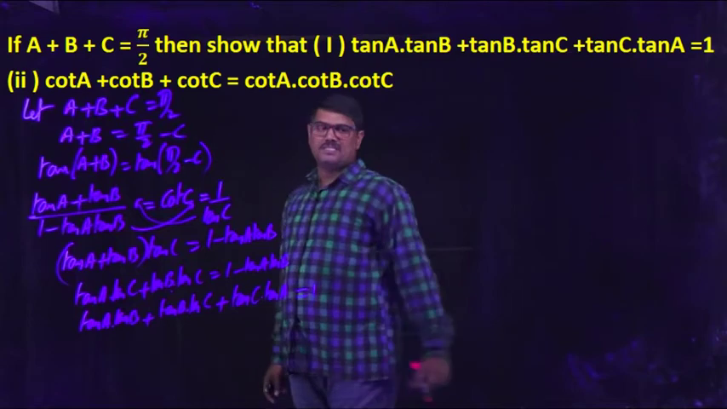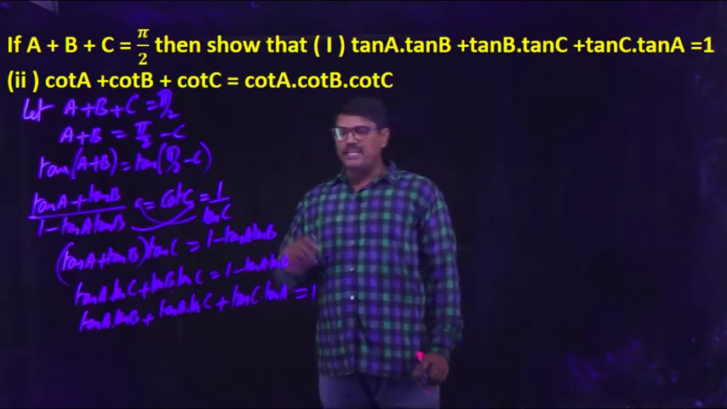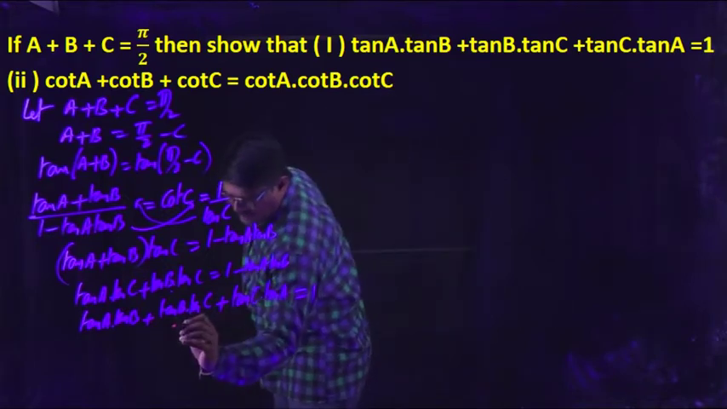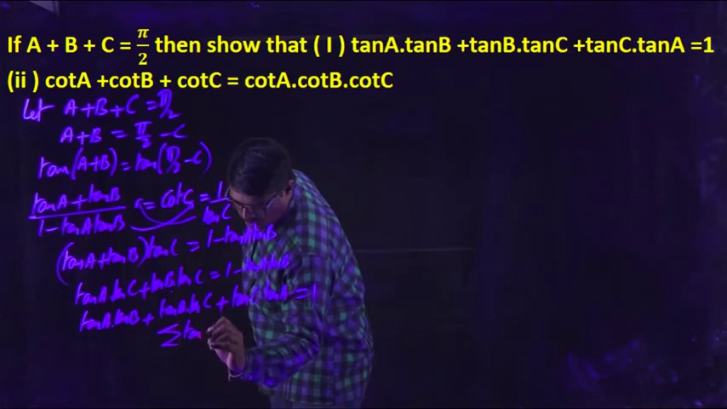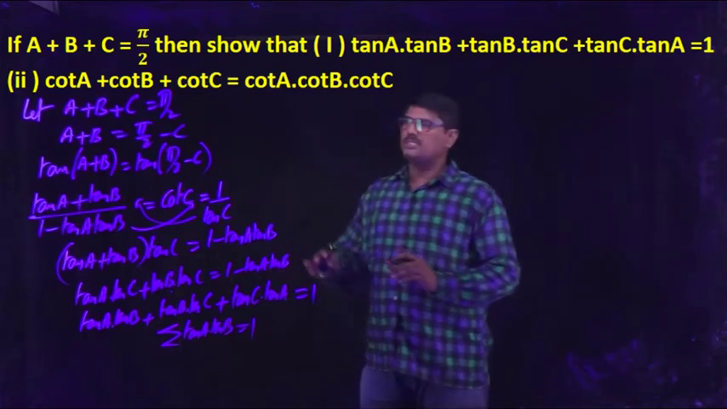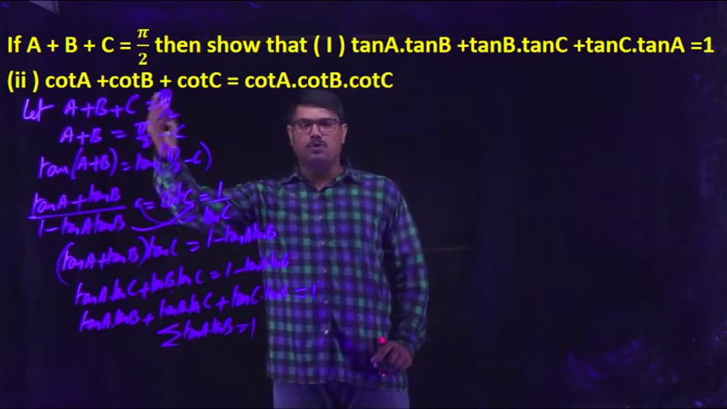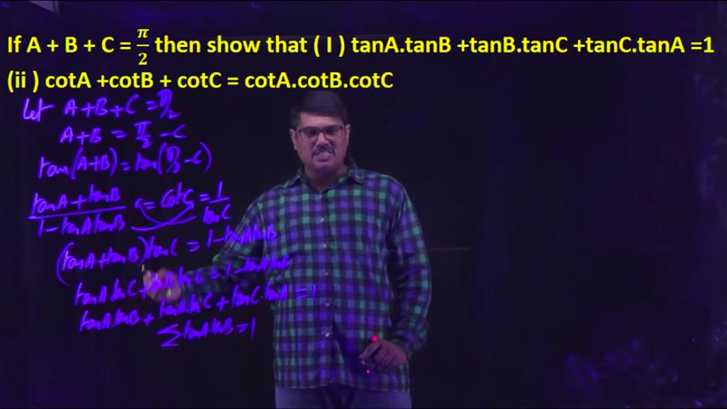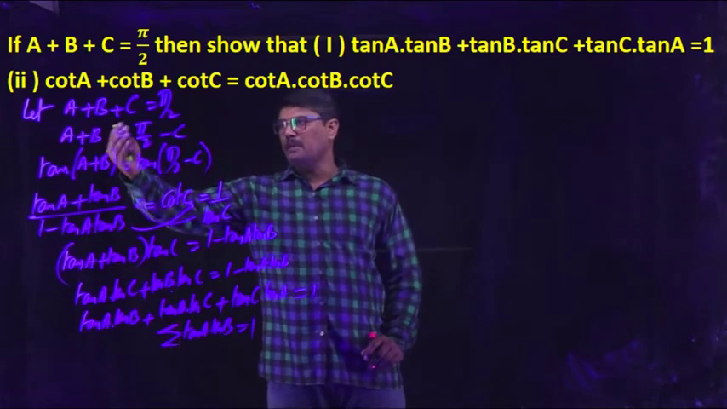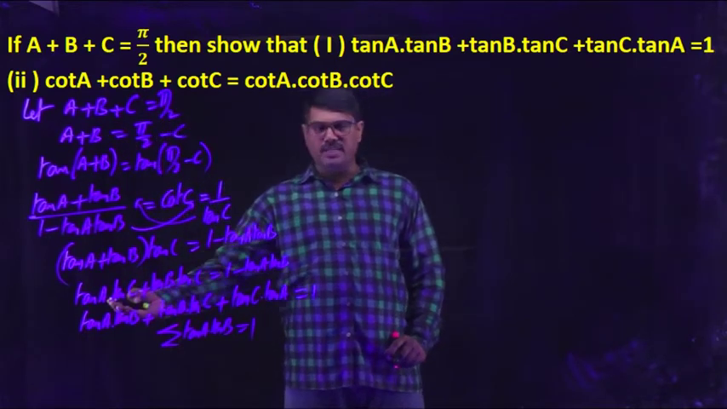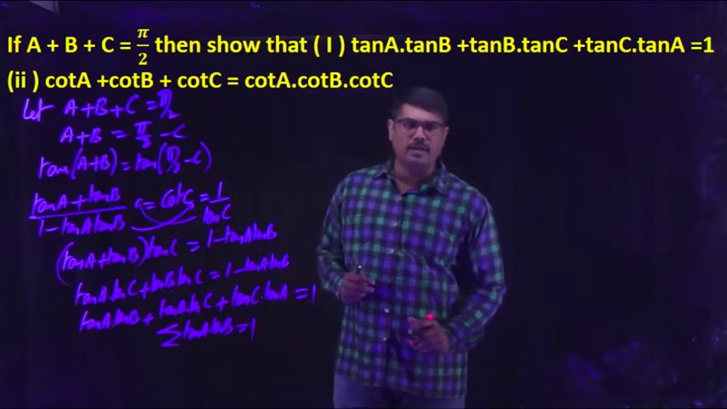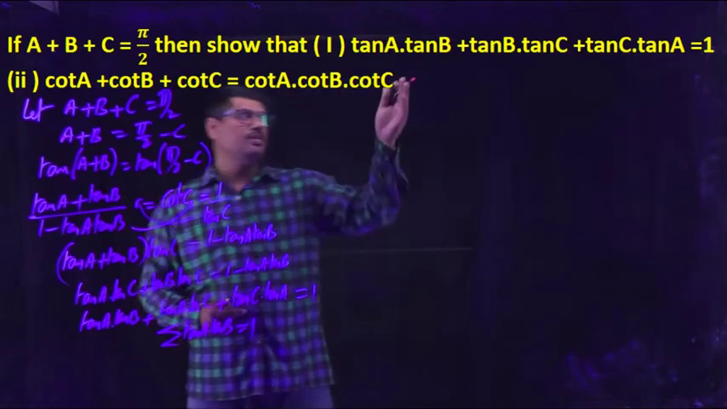So if A plus B plus C is equal to pi by 2, we get the condition tan A tan B plus tan B tan C plus tan C tan A is equal to 1. Or you can remember like this also, sigma tan A into tan B is equal to 1. So remember the two conditions. What is the condition if A plus B plus C is equal to pi? That is tan A plus tan B plus tan C is equal to tan A into tan B into tan C. So now observe, if A plus B plus C is equal to pi by 2, then the condition in terms of tan is tan A tan B plus tan B tan C plus tan C tan A is equal to 1.